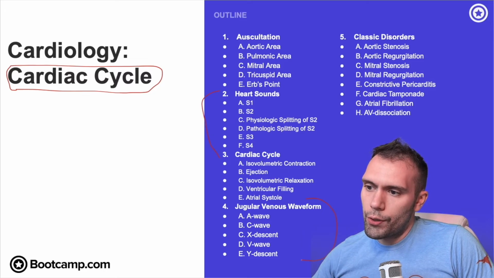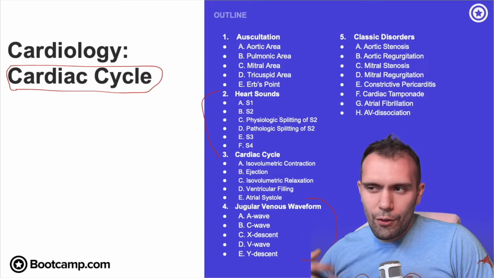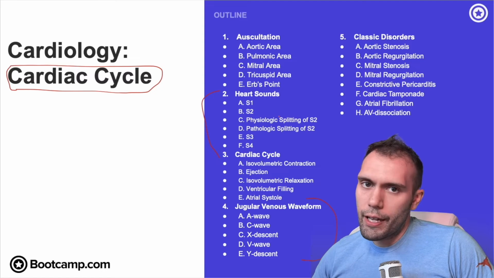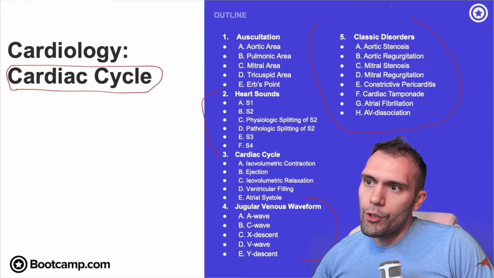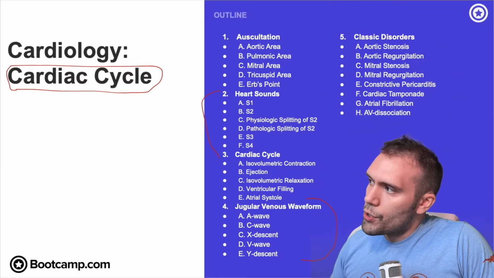We'll talk about the jugular venous waveform. A lot of these topics are kind of difficult to understand unless you're putting it all together. So I think it makes sense to have this all in one spot. And then we'll talk about how different disorders affect these different diagrams and curves. And so let's just jump right in.